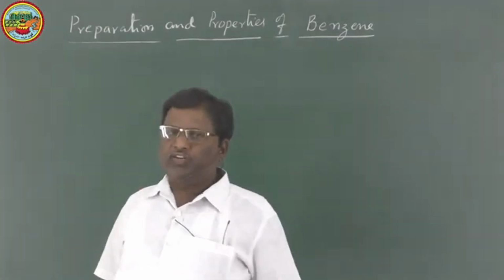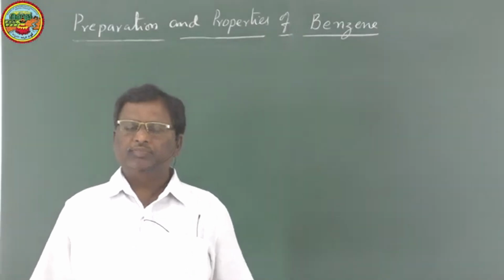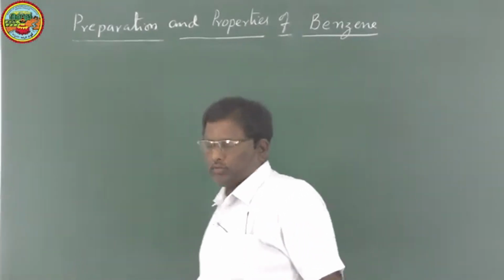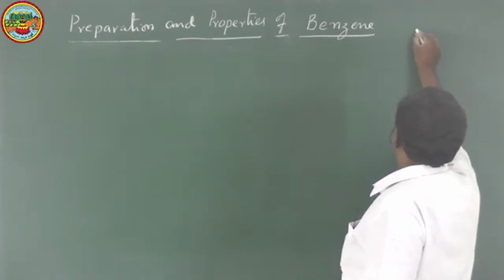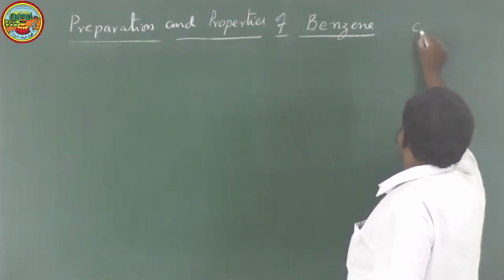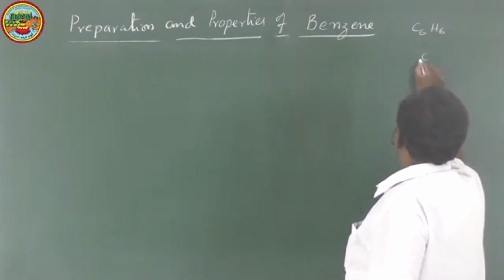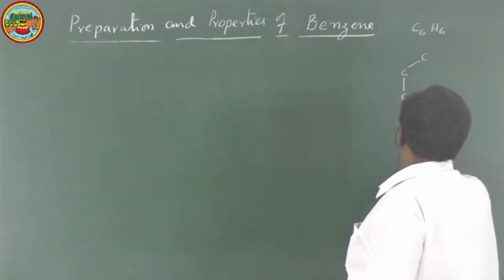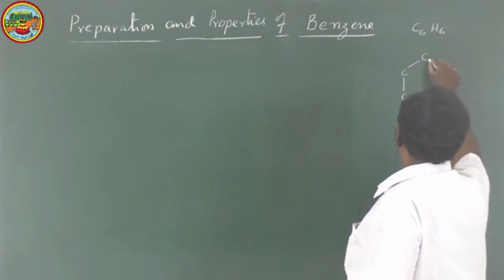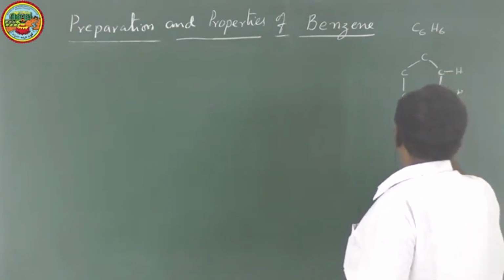Preparation and properties of benzene. Benzene is an aromatic compound. It has a cyclic structure. Its formula is C6H6. 6 carbon atoms are arranged as a hexagonal ring like this, and each carbon contains 1 hydrogen.